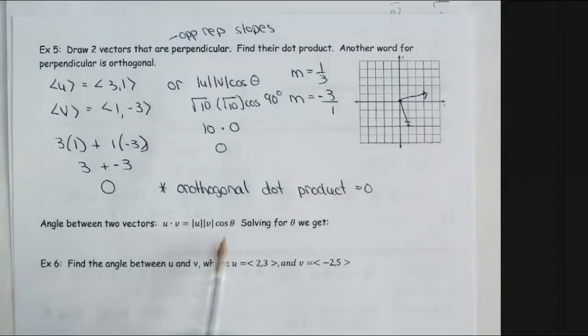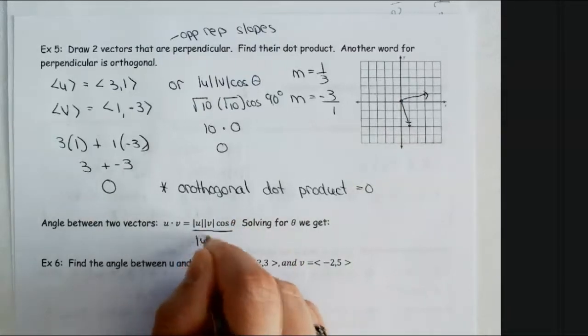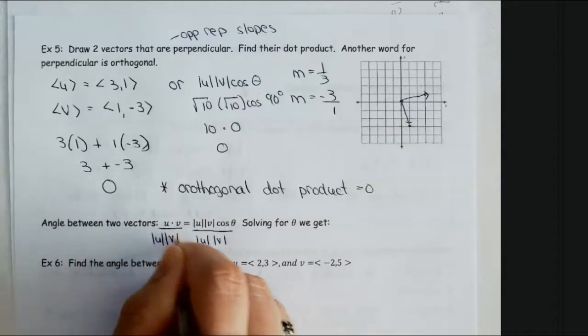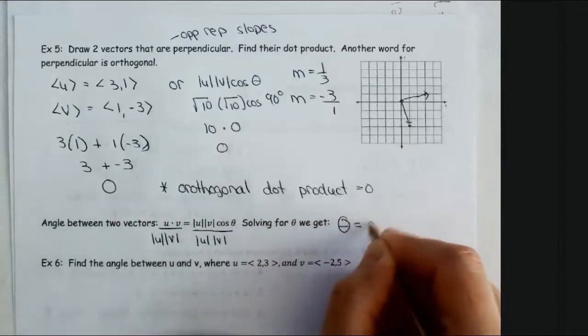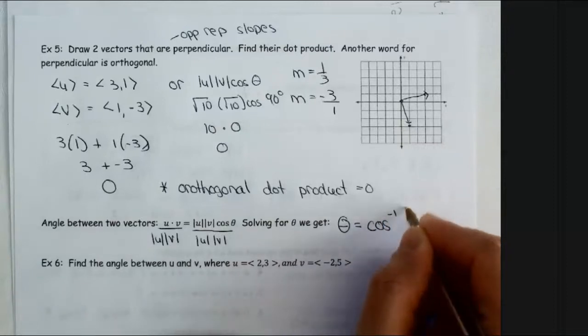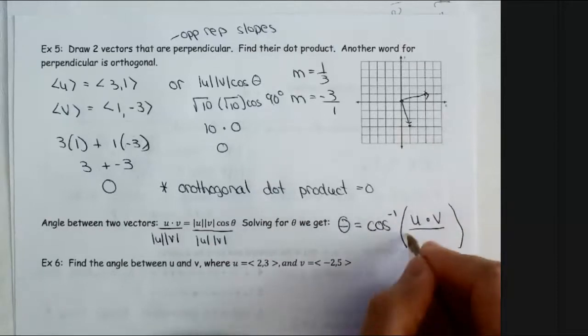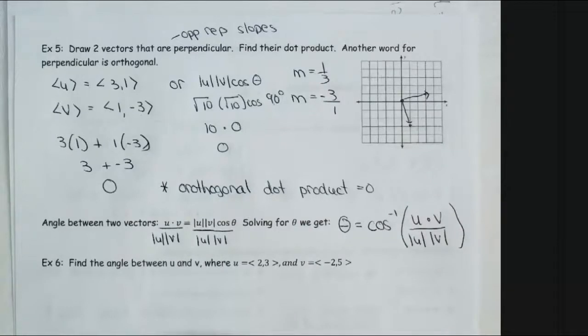Okay, so let's take that second formula that we were given. We can actually manipulate it to solve for that angle in between. So in other words, if I'm looking for theta, first of all, I would have to divide by the magnitude of u and the magnitude of v. And then remember, anytime I'm looking for that angle, I would do the inverse. So I have inverse cosine of u times v, which is that dot product, divided by the magnitude of u and the magnitude of v.